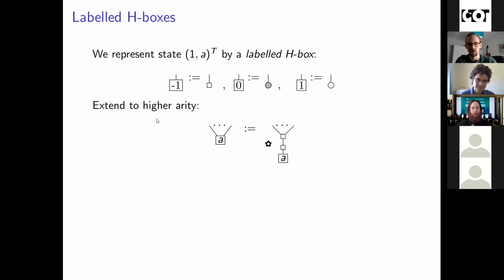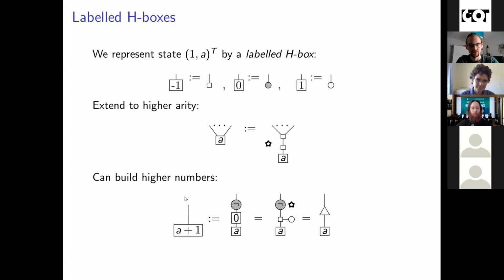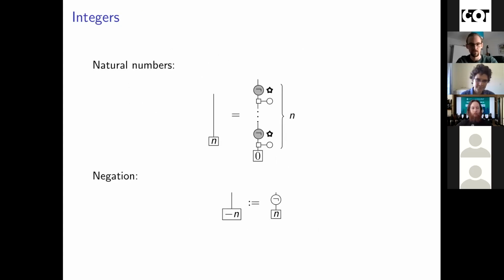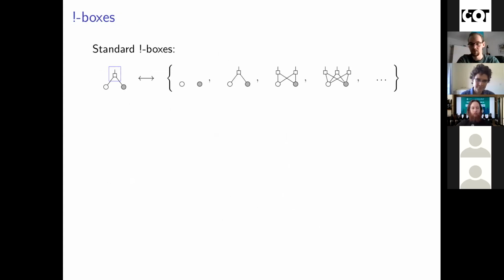And we extend this to higher arity H boxes in this way, sort of by using this unfusing of an H box. And the nice thing is we can build higher numbers from lower ones by sort of this successor function. So if we apply this gadget afterwards, which for those familiar with it is equal to this triangle generator from the ZX calculus, we can build higher number labeled H boxes this way. And so by continuing this, we can build all natural numbers just by starting from 0. And we can build negation, so by applying the Z gate to it, which negates the number. Okay, so those are labeled H boxes.